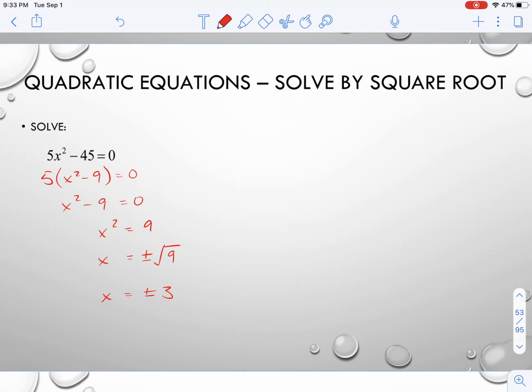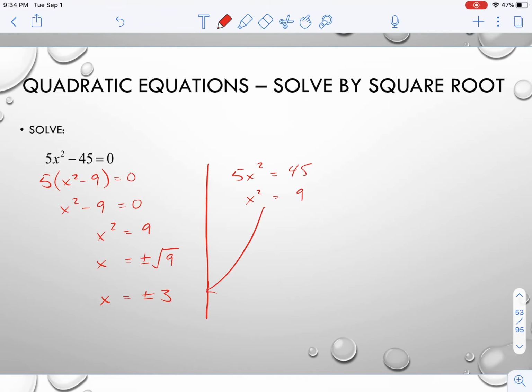Okay, the other way I could have done that, if I just went straight from 5x squared minus 45, I add the 45 to both sides. I divide both sides by the 5. I get x squared equals 9, right? I do that because before I take a square root, I must isolate that squared term. I don't want the 5 still there. Then I take the square root of both sides, and we end up here.